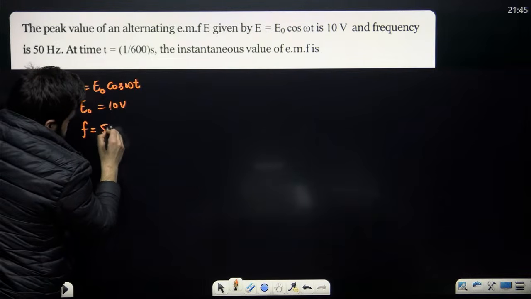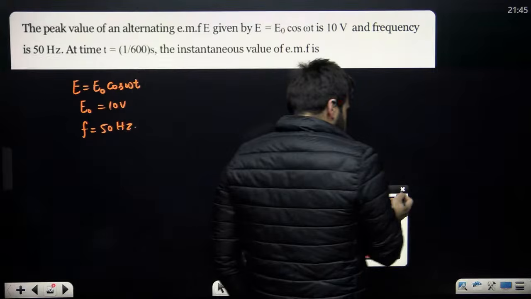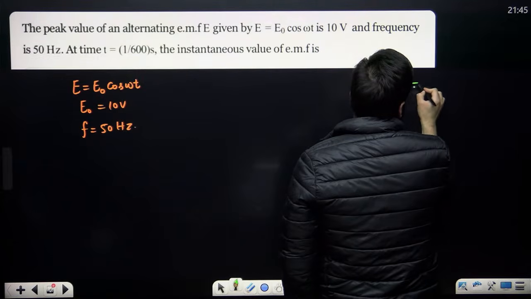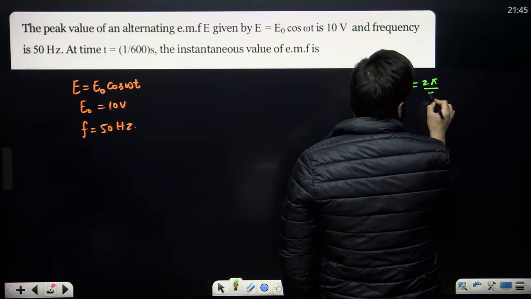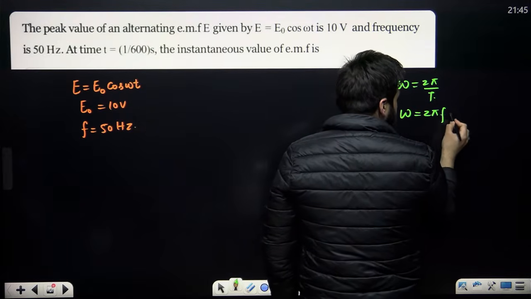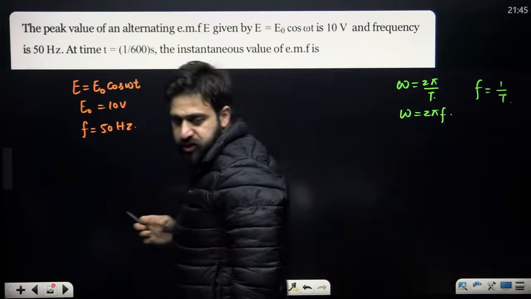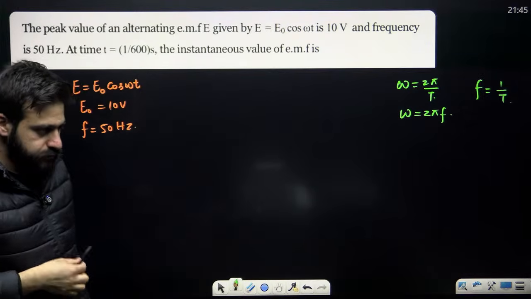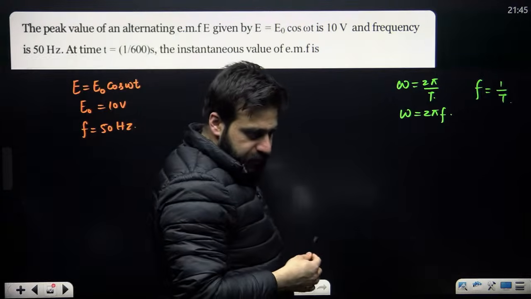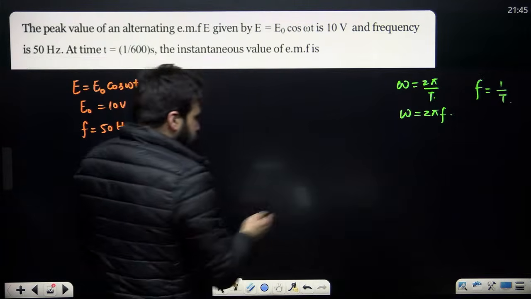So one thing you will remember, my dear NEET aspirants, we say this angular frequency omega is 2 pi divided by T. Even you can write this omega as 2 pi into F also. And you can say this frequency is inverse of time period. These three things you just remember. Now you tell me one thing, my dear NEET aspirants.